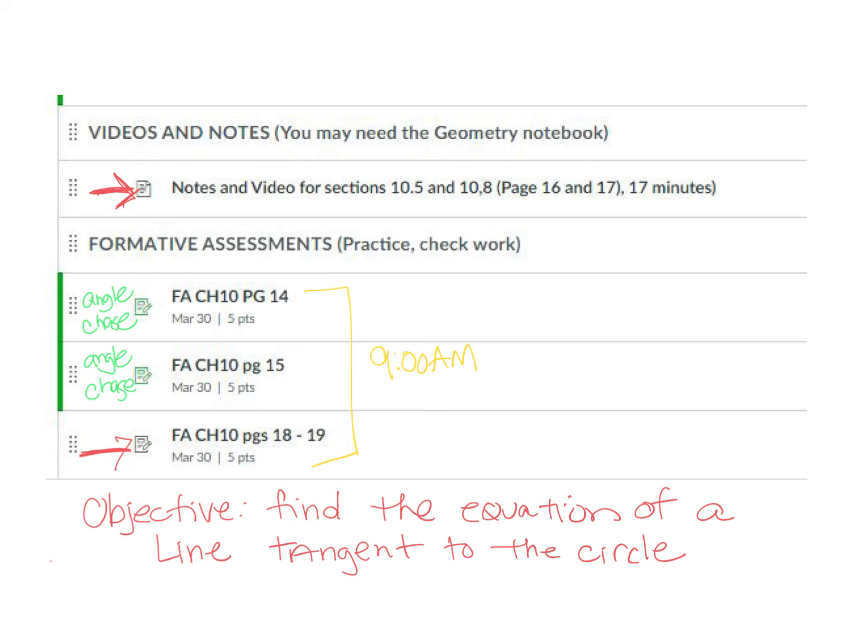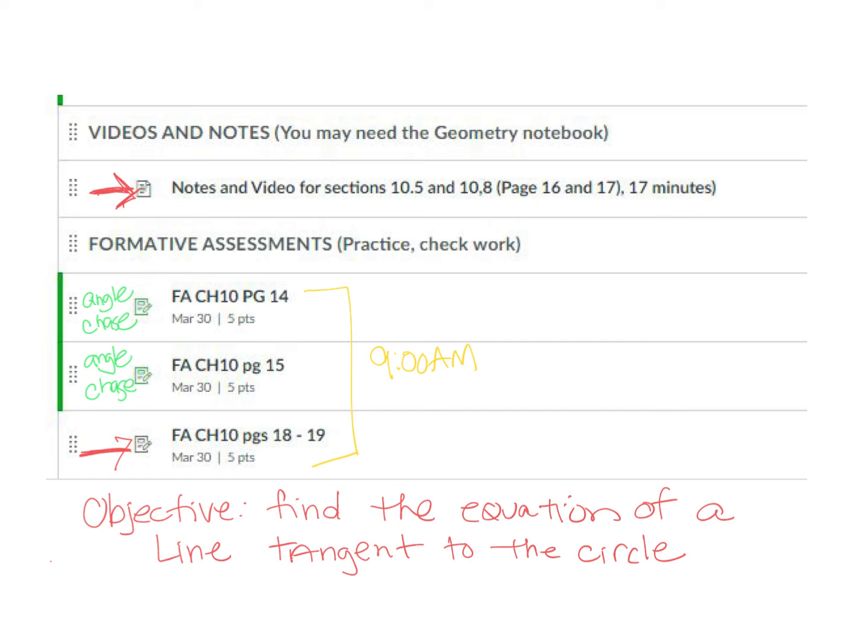Moving on to this week, our objective for this week is to be able to find the equation of a line that is tangent to the circle. And so we have notes and videos for sections 10.5 and 10.8. They use page 16 and 17 in your notebook, and they're approximately 17 minutes long.